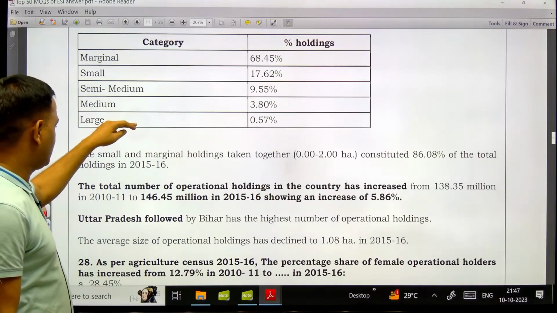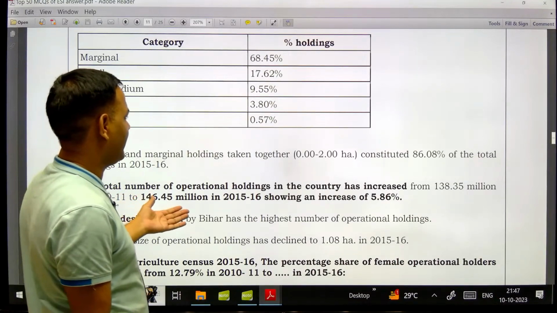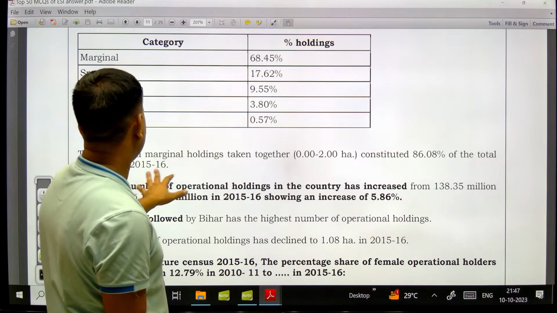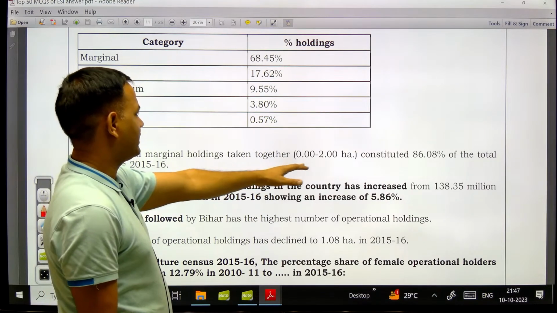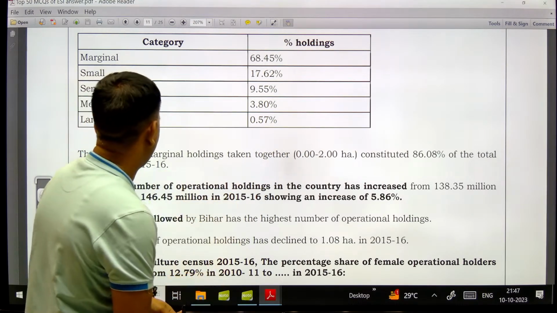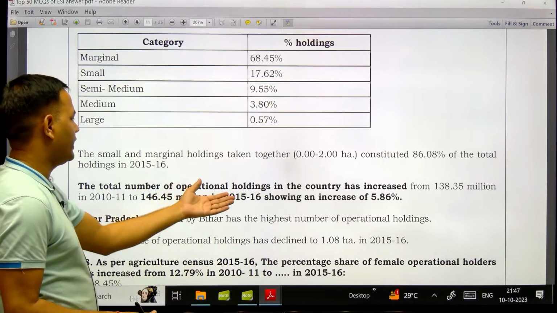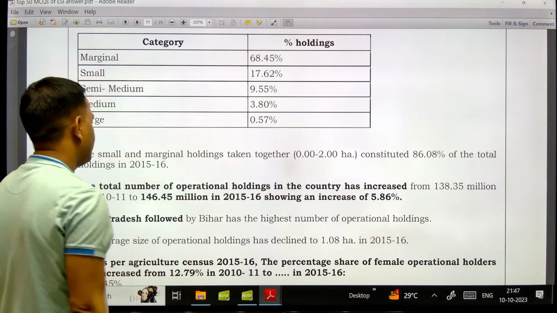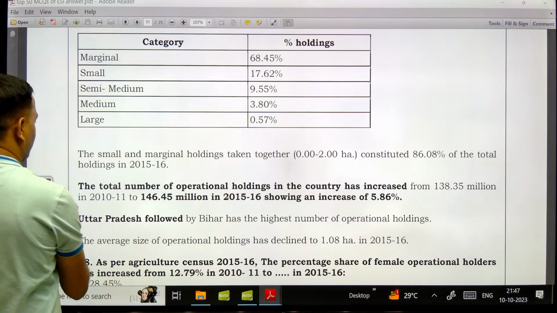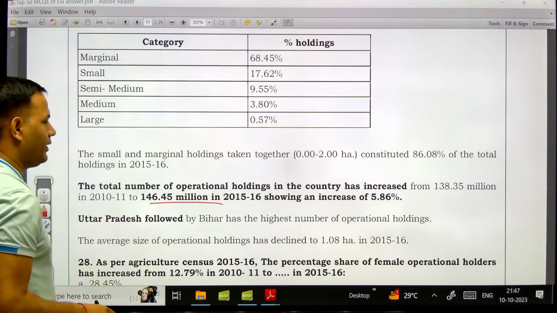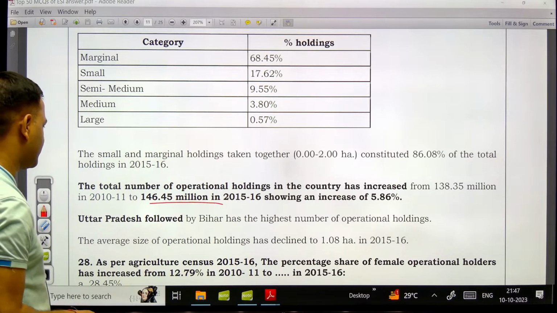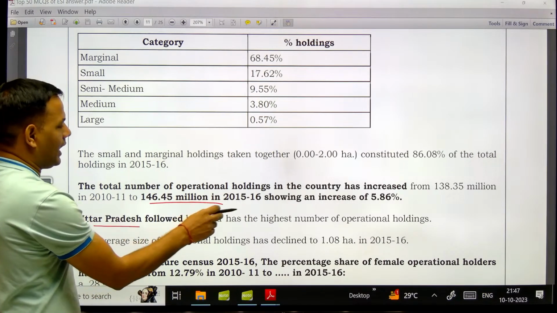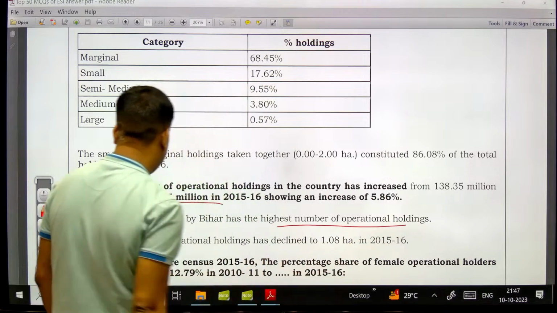And other important facts are there. The small and marginal holdings taken together constitute 86%. Total number of operational holdings increased by 5.86%. That is, the total is 146.5 million in 2015-16. Uttar Pradesh has the highest number of operational holdings.